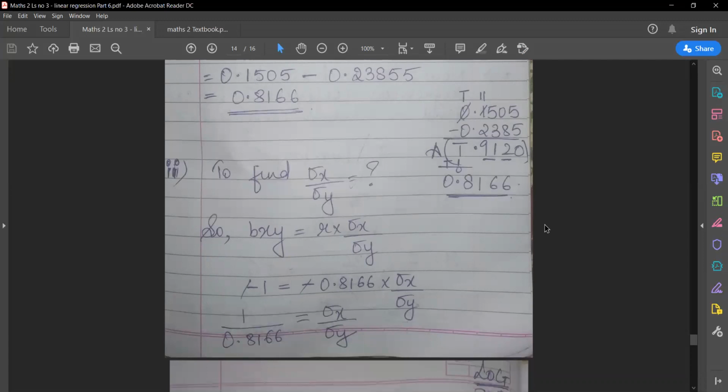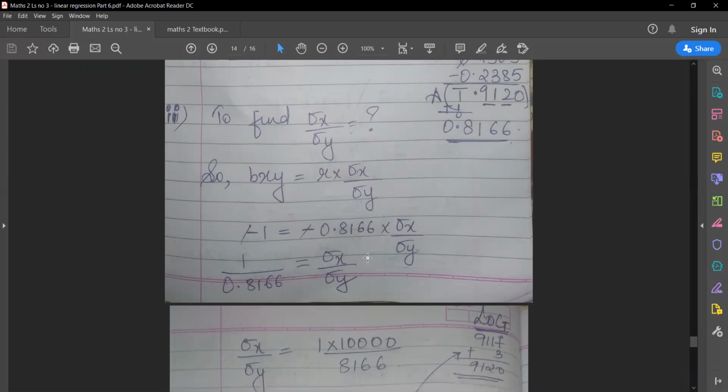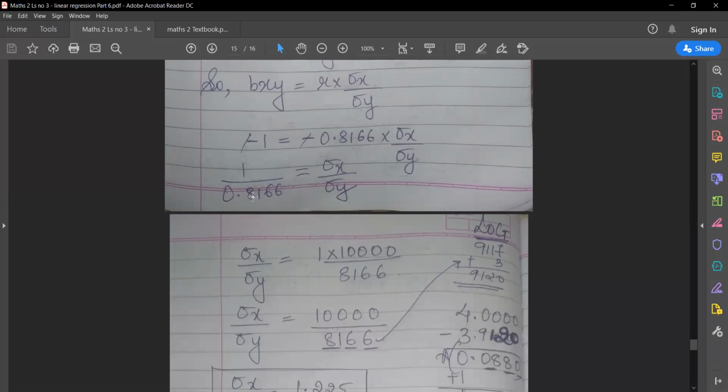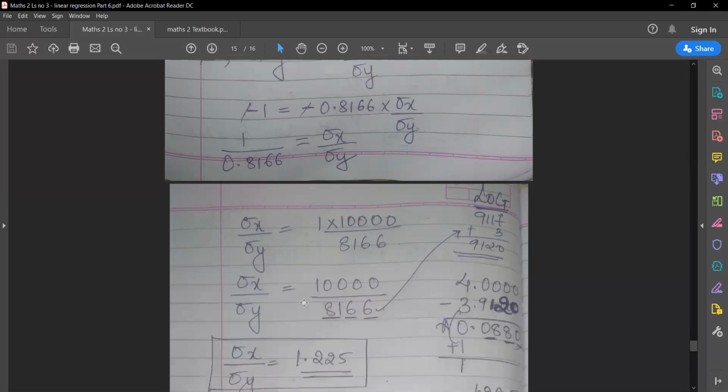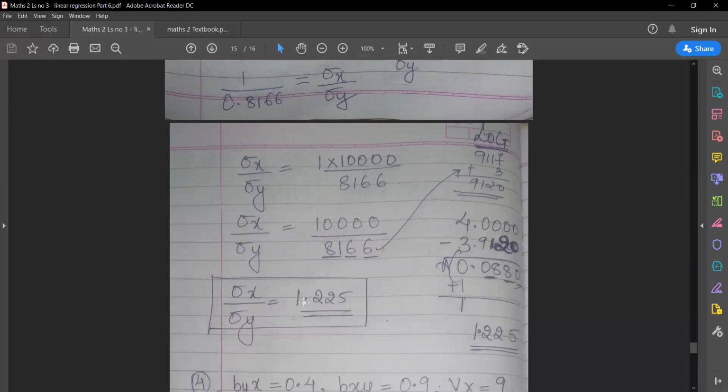Then next they have told us to find out sigma x upon sigma y. So now as sigma x upon sigma y, x is on the numerator, I'll take the formula bxy. So bxy is equal to r into sigma x upon sigma y. So bxy was -1, r we found out just now, minus 0.8166, into sigma x upon sigma y. So minus minus gets cancelled. 8166 comes in the denominator. Now I am removing the decimal. So 10,000 upon 8166. Again, I have not cancelled, but I have used logarithms over here.